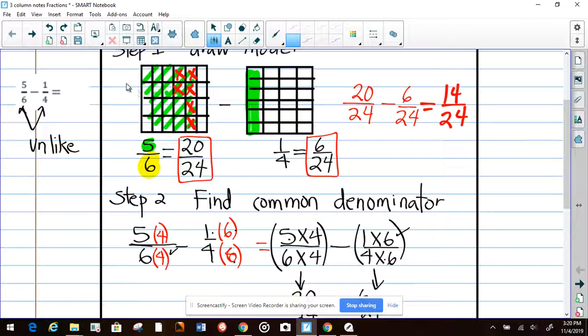So let's see if it's 14 left. 1, 2, 3, 4, 5, 6, 7, 8, 9, 10, 11, 12, 13, 14. My friends, the answer is correct. So the answer is 14/24.